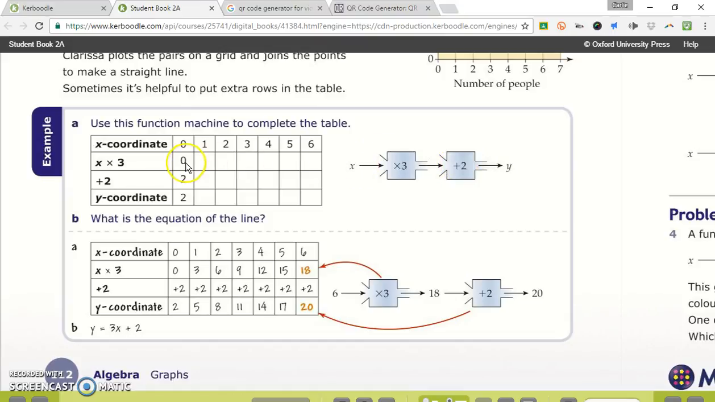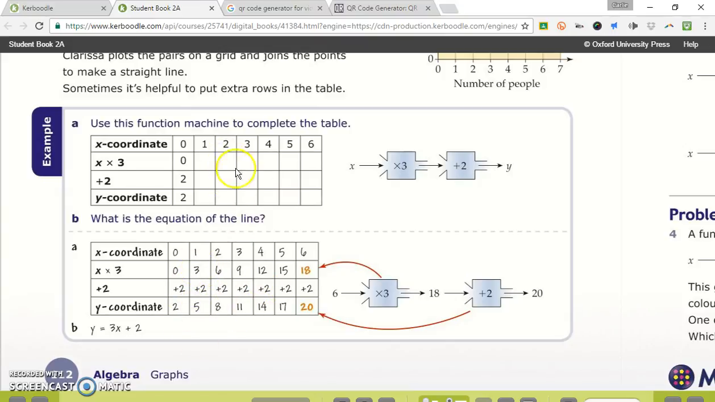So if we look at our first coordinate, our x coordinate is 0. So 0 times 3 gives us 0, and then we add 2. So our y coordinate is going to be 2 because 0 plus 2 gives us 2. Okay? Now if I put in 1, and I multiply it by 3, that gives me an answer of 3. If I add 2 to that, then I get an answer of 5. Alright, and you'll see that down below.